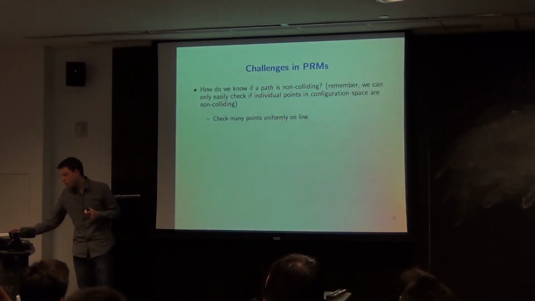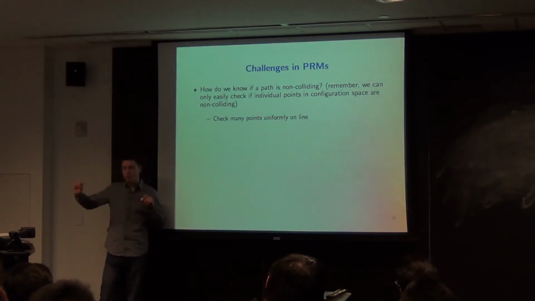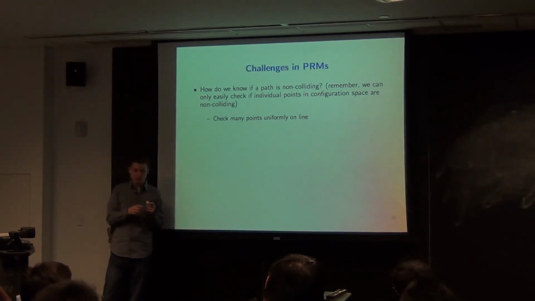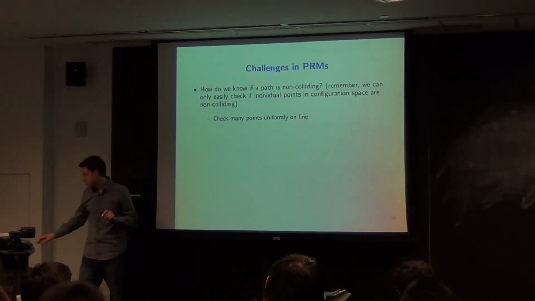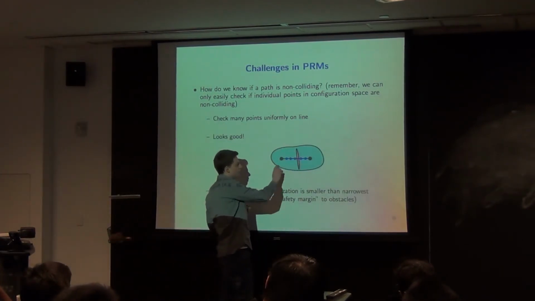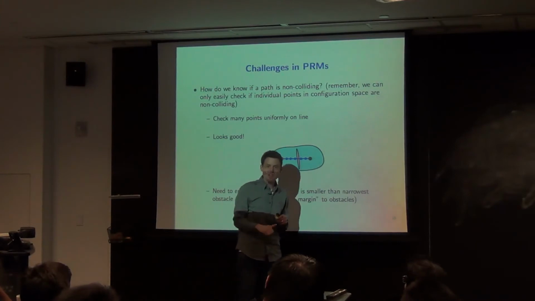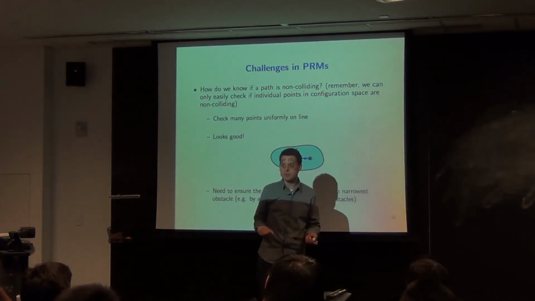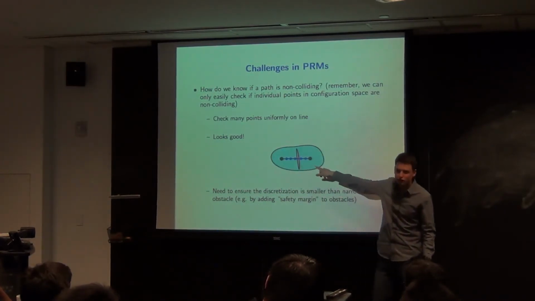One thing you can do, for example, is just check a lot of points along each line and see if all of them are non-colliding. But then, of course, you have cases like this, right, where you have a very skinny obstacle, and you check your uniform points, and it looks great, and you're actually just punching through an obstacle. This is not trivial.